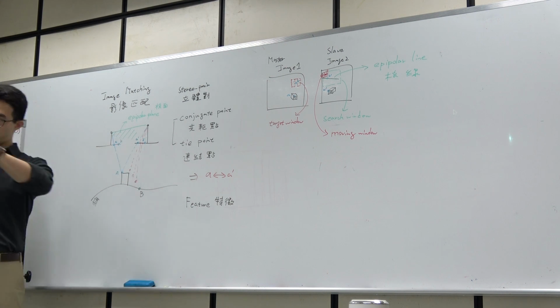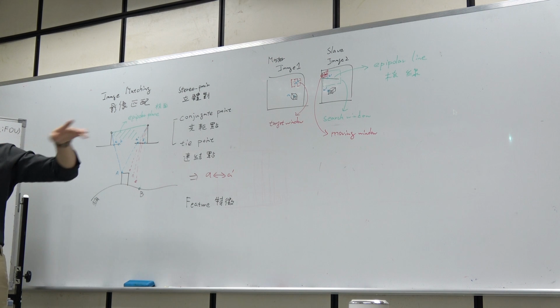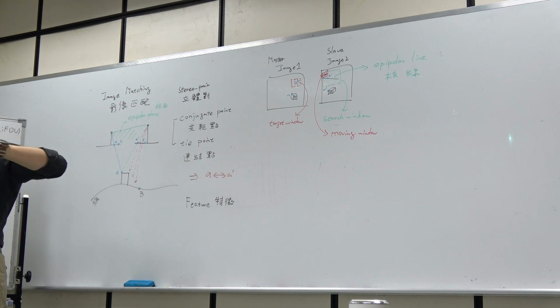So two images, and then two perspective centers, and there's a target point, so it can form a plane. And this plane will intersect with your image plane, and that intersection will be one line, and that line will be the epipolar line. That line will be the epipolar line, right?